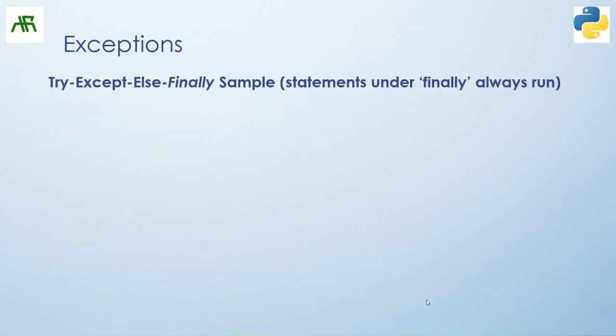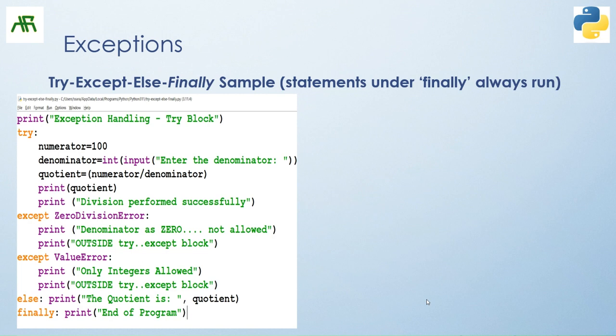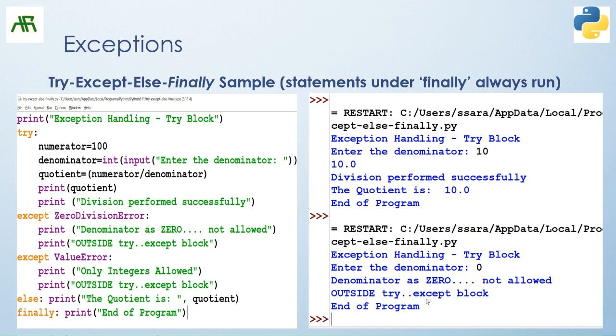Try except else finally. The statements under finally are always run. This is to conclude appropriately. Say I have a try block, a few except blocks, else, and finally. Regardless of what happens in try or except or else, the finally is always run. Say I have a try block, a proper execution, and a failure. Still, I have the finally statement getting executed here.